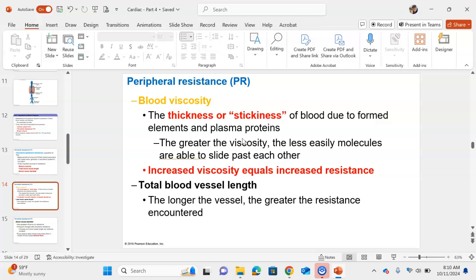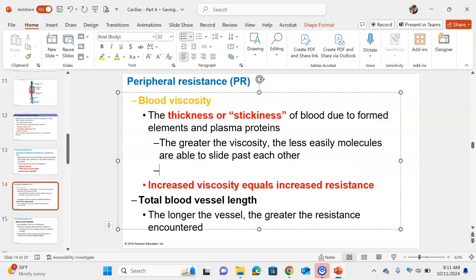Now, like they mentioned here, formed elements or plasma proteins are a couple of things that could increase the viscosity. There's something called the hematocrit. Let me put that over here. I can type it in for you. Can increase resistance. All right, now, what is the hematocrit?